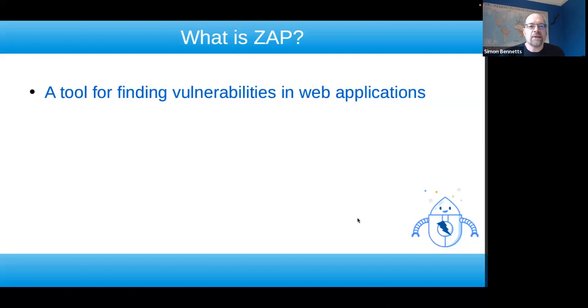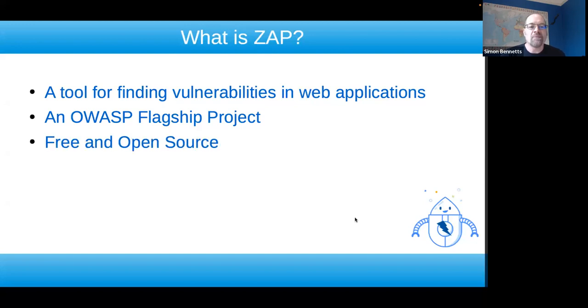ZAP is an OWASP flagship project. The flagship projects are the ones that are most mature and recommended for most people to use as early as possible. And like all OWASP projects, it is completely free and open source. It is cross-platform, so it requires Java 11, but you can run it on pretty much anything that will cope with Java 11, including a Raspberry Pi. It doesn't run particularly quickly on a Raspberry Pi, but you can still do it.